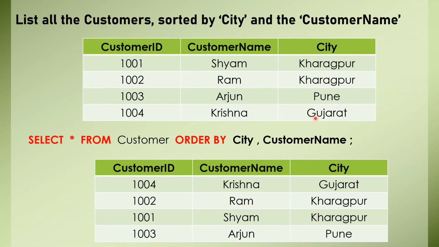G comes, so we sorted it directly. We don't need to see the next column. Just understand this: if it is sorted, we will keep it. So Gujarat is sorted, this row is sorted, so we kept it at first.